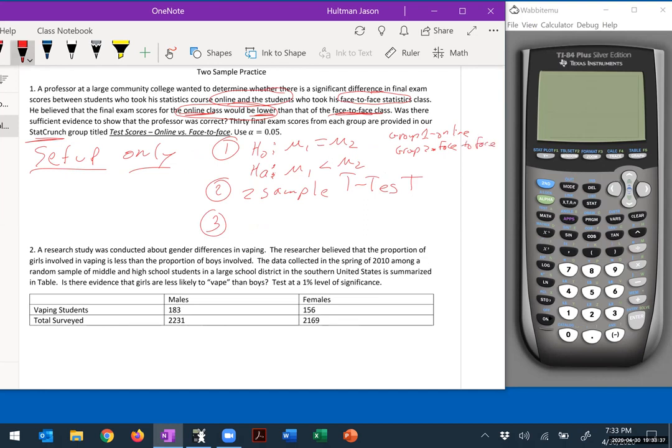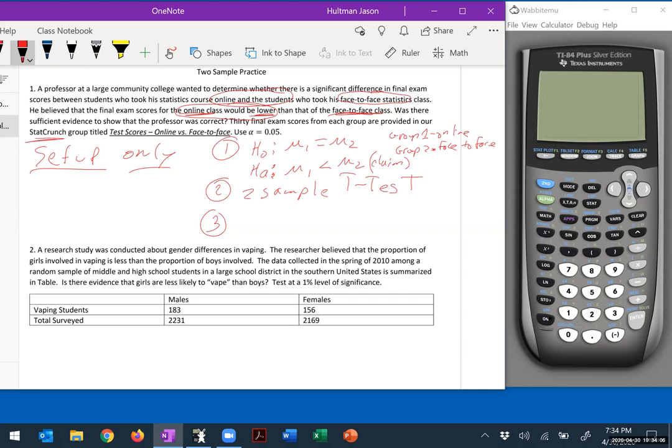Okay, group 2 be face-to-face class. So mu1 equals mu2 means there's no difference between the classes and their final exam scores. And mu1 is less than mu2 means that the online class did worse. That would be the alternative here. The alternative, this is the claim. This is what he's claiming, that they're going to do worse online.